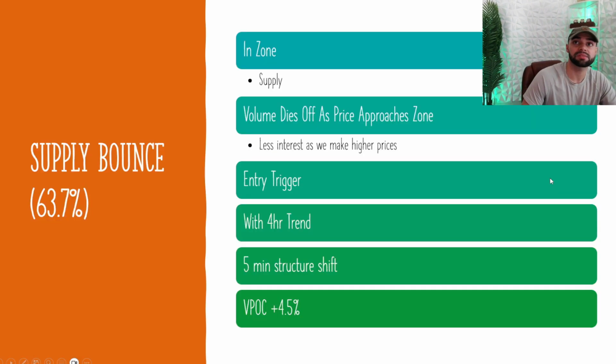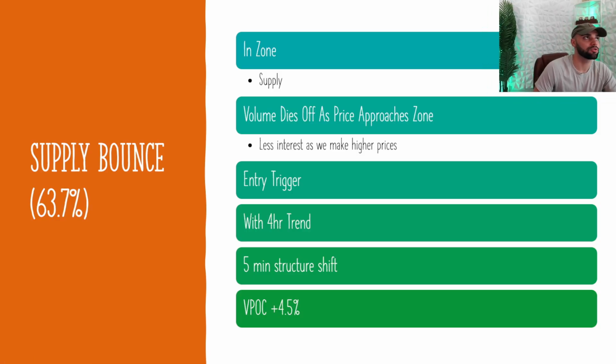So let's go over some setups, right? We have the supply bounce, right? This is one of my setups. Again, all the entry triggers will be different. So what this means is we're in a supply level, right? Volume has to die off as we approach supply, so less interest as we make higher prices. We need to see an entry trigger, which we'll talk about later, right? It has to be with the 4-hour trend, and this win rate is honestly a recent win rate.